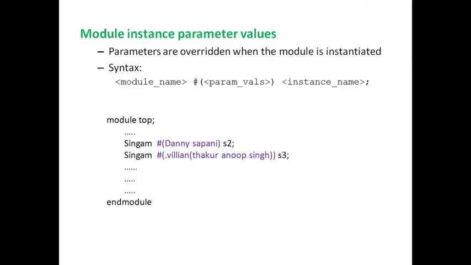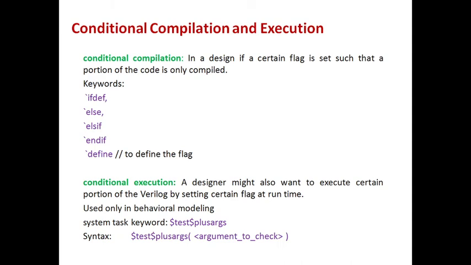Okay, next we have conditional compilation and conditional execution. So what is the purpose of conditional compilation and conditional execution? For example, in conditional compilation, if I want to compile only a certain portion of my Verilog code, that means I do not want to compile the entire Verilog code, only a certain portion. That is, a designer can specify a particular portion of the code to be compiled if a certain flag is set.